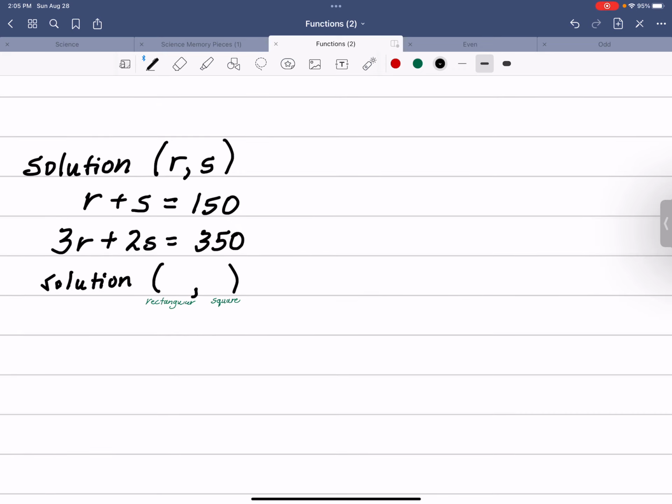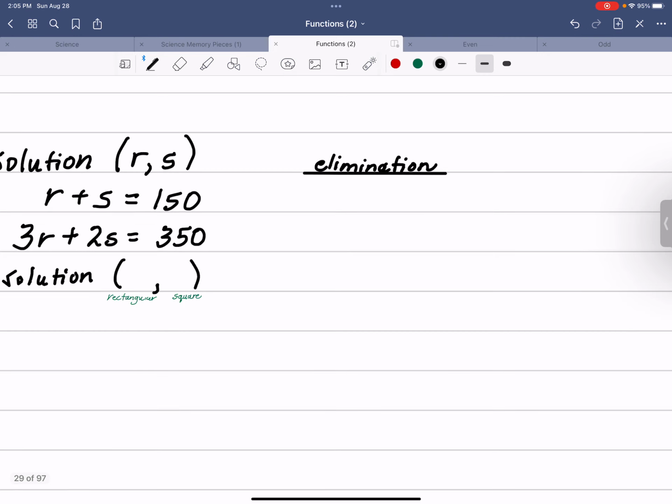So, let me write that down. You could also call this the cancellation method. Either term would be appropriate. It's formally called the elimination method. So I have r plus s is 150. And then I have 3r plus 2s is 350.